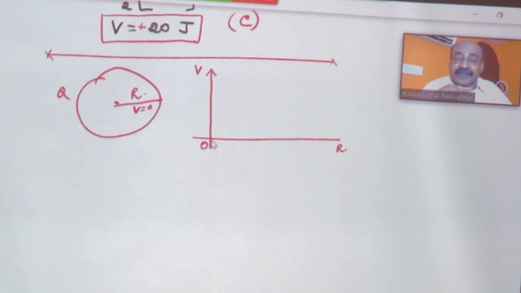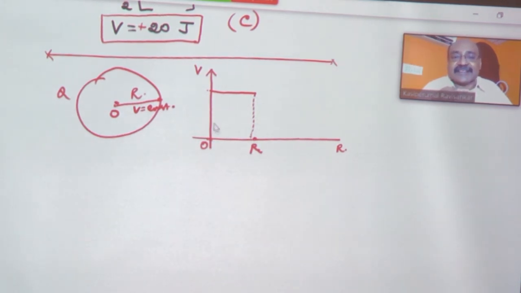So from here to the point here, let us consider this as the radius r. From the center point O to the surface, we can say the potential is considered to be a constant. So the value of the potential is constant till it reaches the radius, till it reaches the surface.